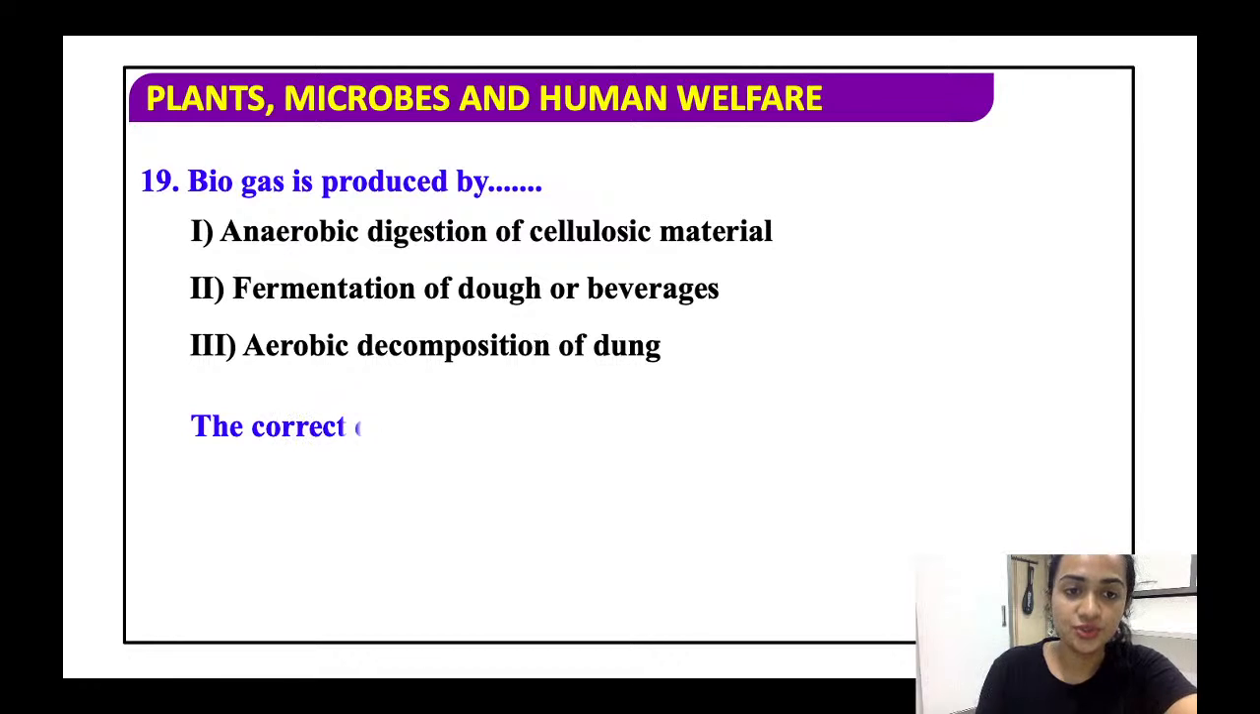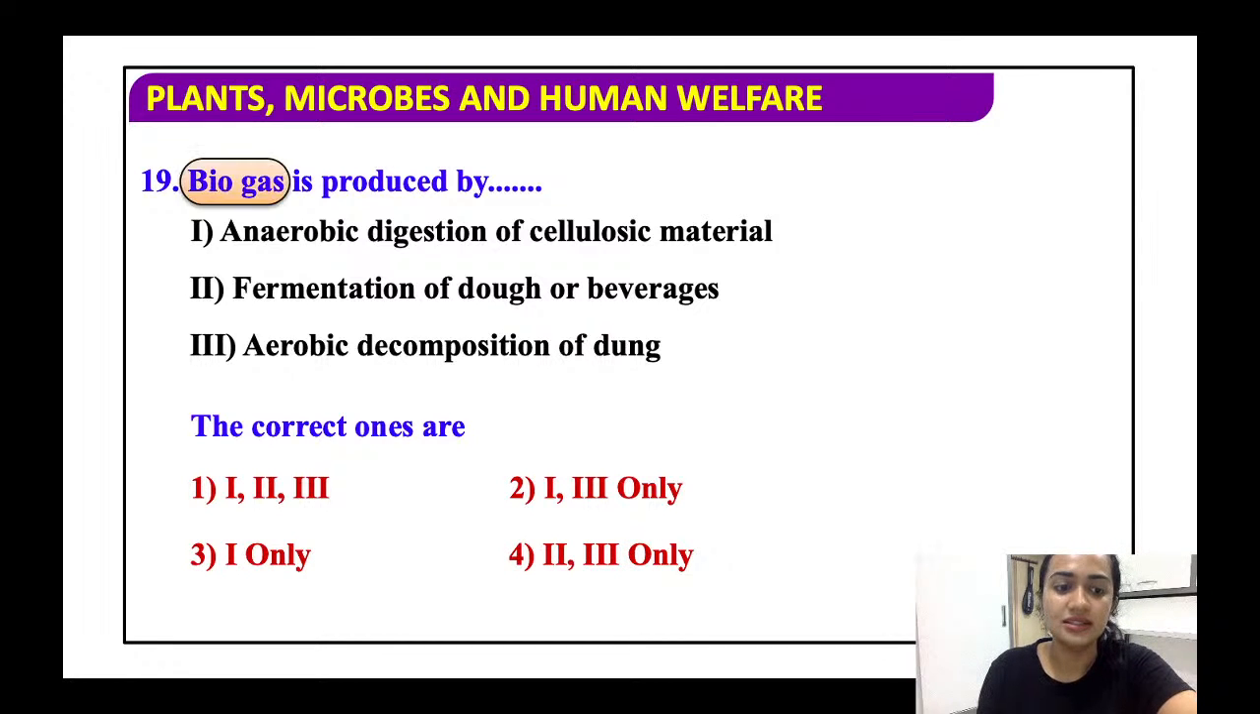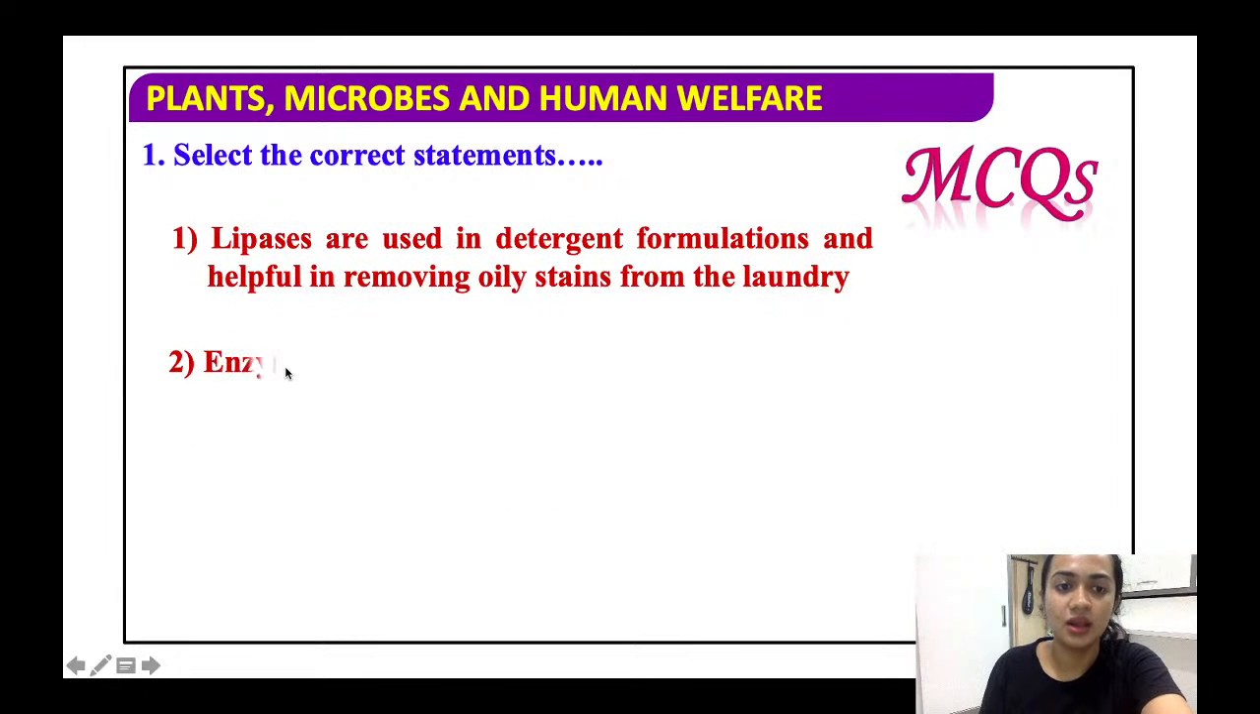Biogas is produced by anaerobic digestion of cellulosic material, fermentation of dough or beverage, anaerobic decomposition of dung. This is very easy. I'm sure everyone can do it. It is only with the anaerobic digestion of the cellulosic material. See, we use dung, but dung also undergoes anaerobic digestion, not aerobic. Fine. That is why the third is not the option.